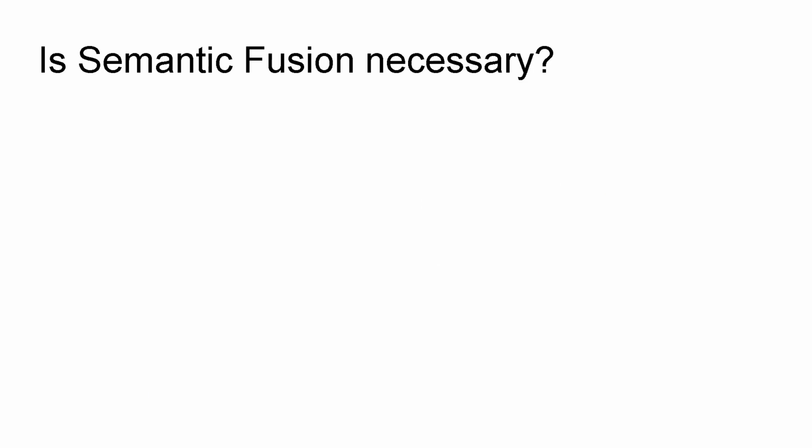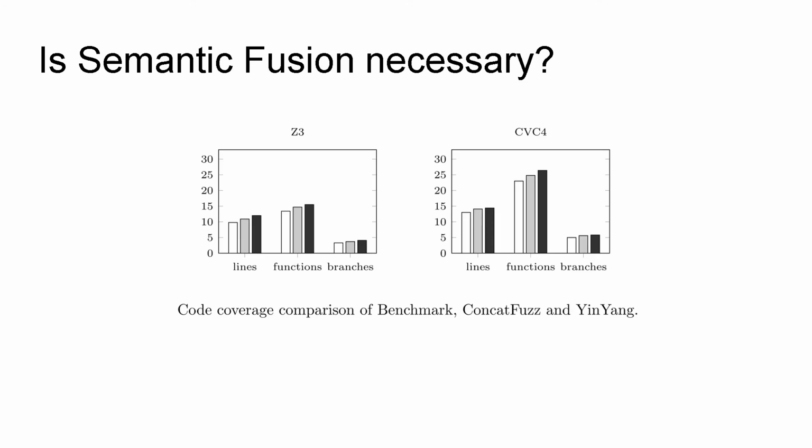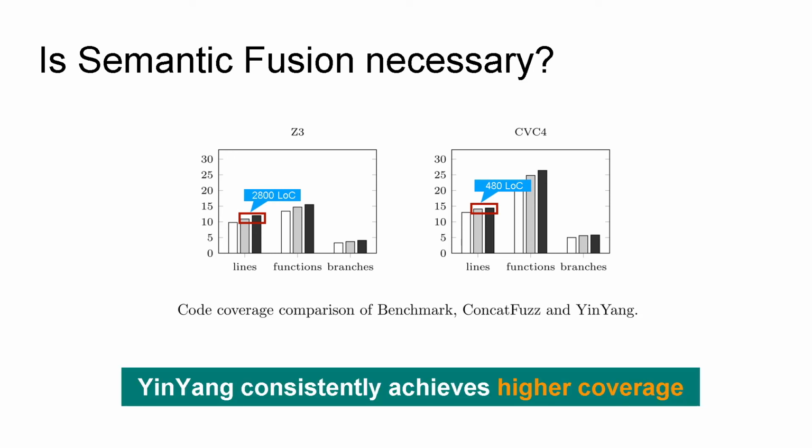As another experiment, we looked at the code coverage difference of concat-fuzz and YinYang. The results show a noticeable improvement in code coverage. Notably, the difference in line coverage already translates to 2,800 additional lines covered in Z3 and 480 in CVC4, due to the sizable code bases of Z3 and CVC4. So YinYang can consistently achieve higher code coverage than concat-fuzz, and together with our last experiment, this shows the necessity of semantic fusion for bug finding.